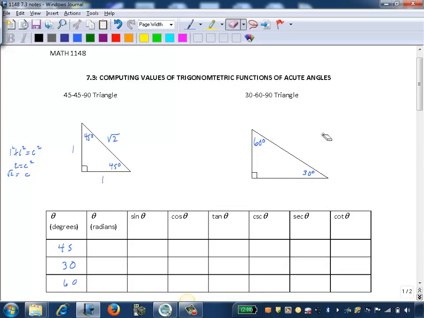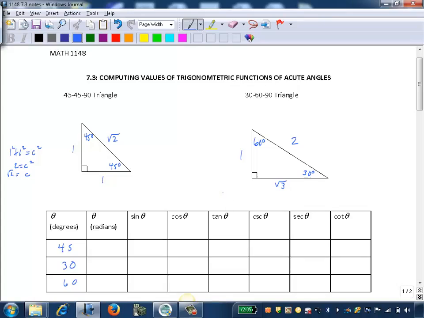In a 30-60-90 triangle, the ratio of the sides is, if the shortest side opposite the 30 is 1, then the hypotenuse is double that, so it would be 2, and then the long leg opposite the 60 is going to be radical 3. So in any 30-60-90 triangle, the ratio of the sides will be 1, radical 3, 2. With these 2 right triangles and their sides known, we can easily find the value of the 6 trig functions.